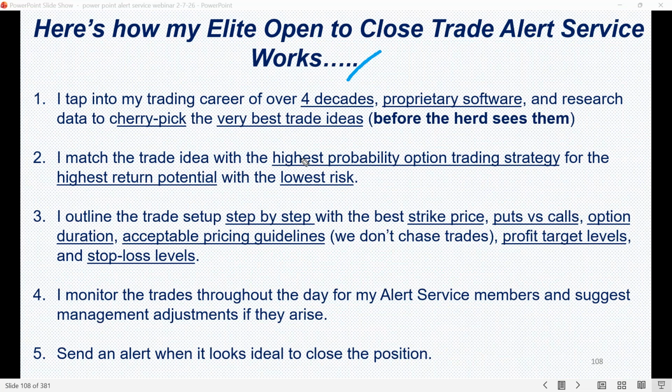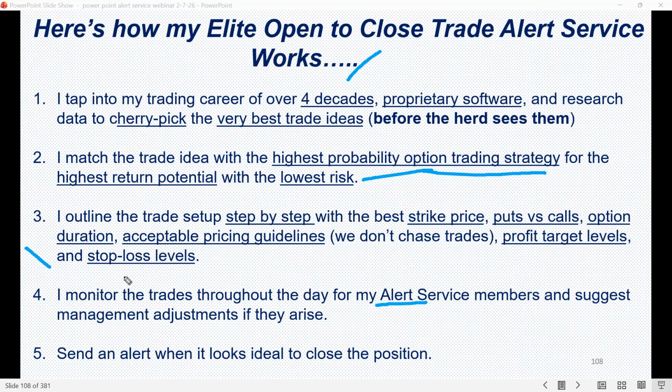So then I match the trade idea up with the highest probability option trade for the highest potential return with the lowest risk, which is what I'm always looking for. And then I outline the trade setup step by step as we go through. I take you in there from the entry to the exit, any adjustments, I'm sending those out by Telegram, any updates. So, just constantly updating you on all these trades, monitoring the trades throughout the day, every day during the week.